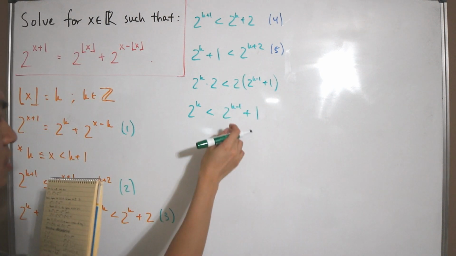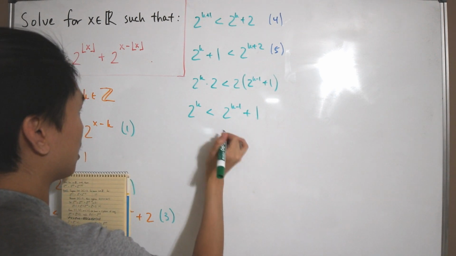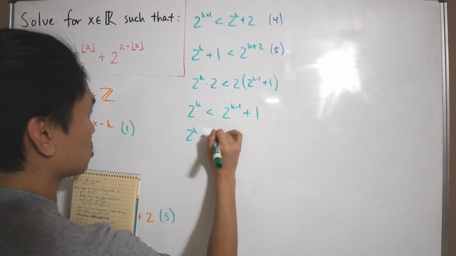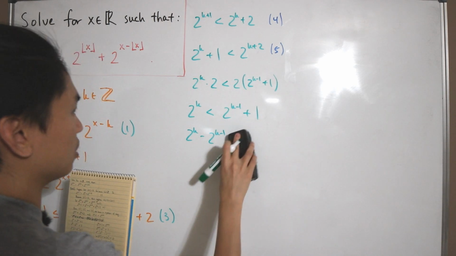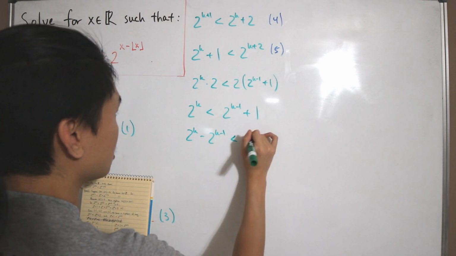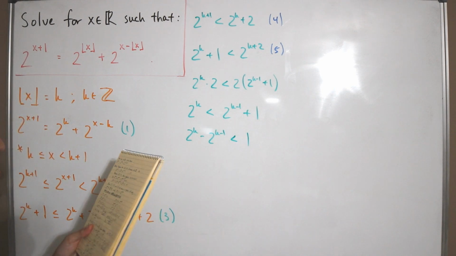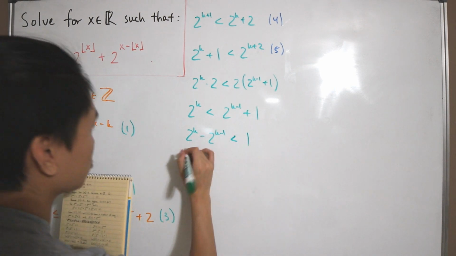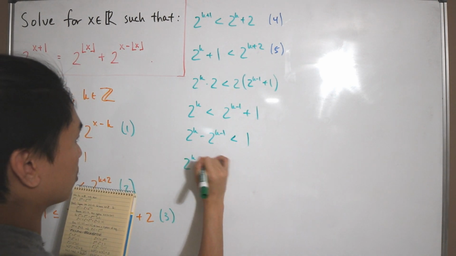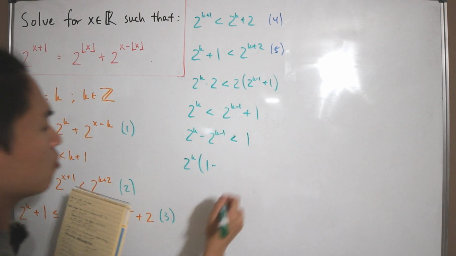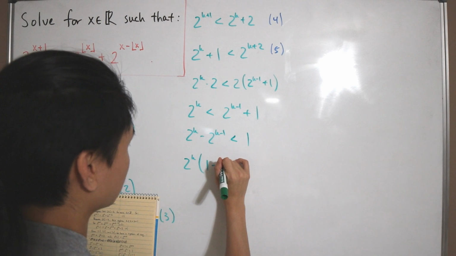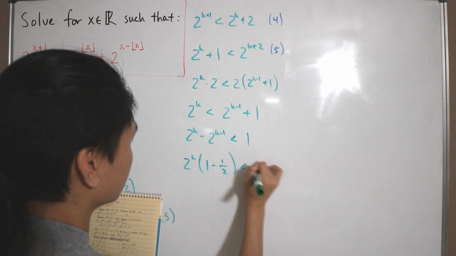And so now let's subtract 2 to the k minus 1 from both sides. This means minus 1 is less than, I accidentally almost wrote an equal sign, less than 1. So for now, let's factor out 2 to the power k. So 2 to the power k multiplied by 1 and then subtract 2 to the negative 1. In other words, that's the same thing, I'll write this as minus 1/2, less than 1.